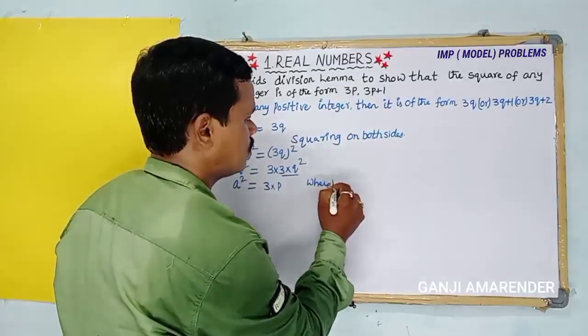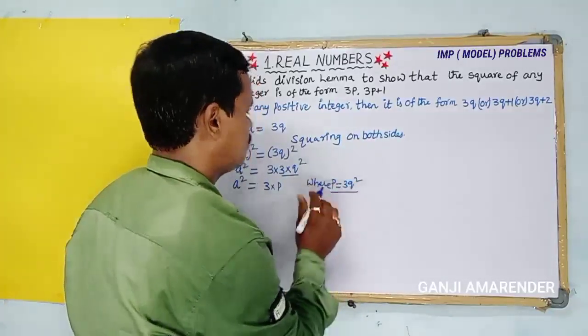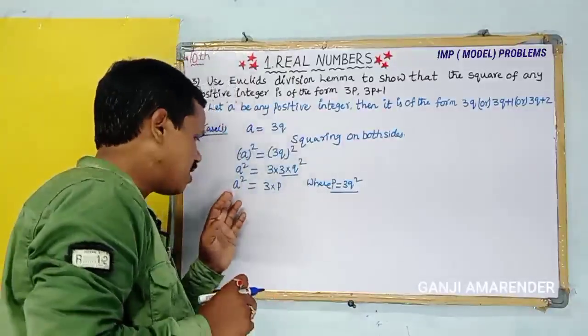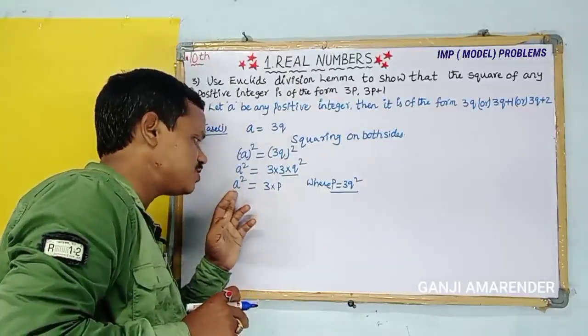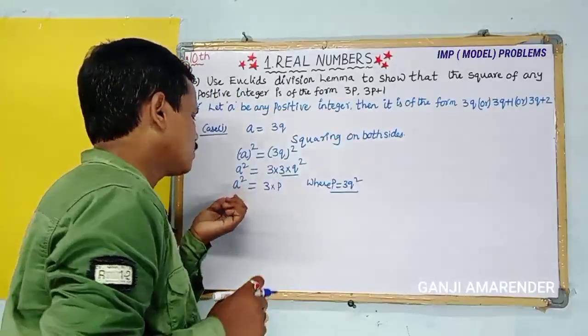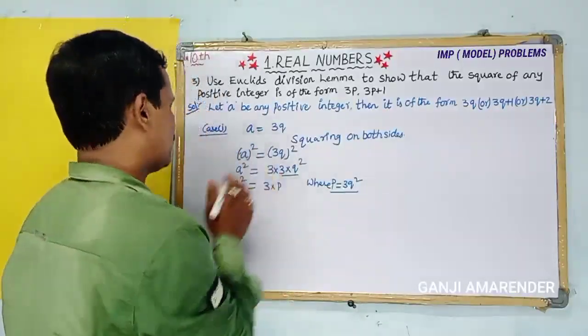p is equal to 3q square. Here square of a positive integer, square of any positive integer is in the form of 3p. Okay na? Square of any positive integer is in the form of 3p. Now take case 2.